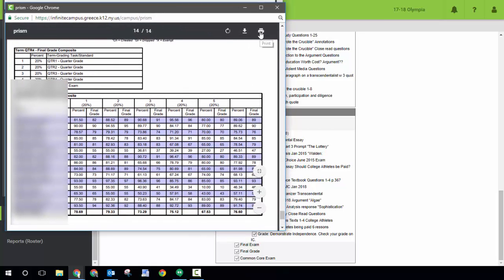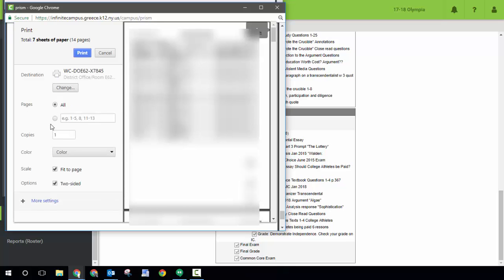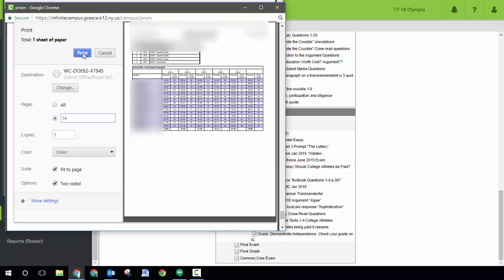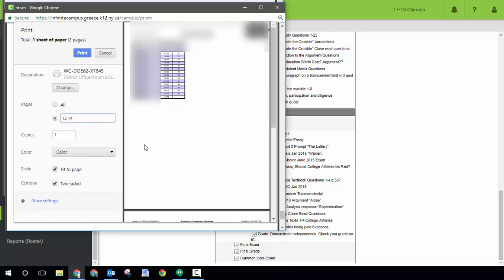So I'm going to go to Print, and I'm going to change my pages based on what I said. So once again, this report, I only needed the last page. So all I'm going to do is I'm going to go to Pages. I know I am on page 14, and then I would select Print. If you needed the last 2 pages, you would just say pages 13 and 14. Once again, this all depends upon what you had.